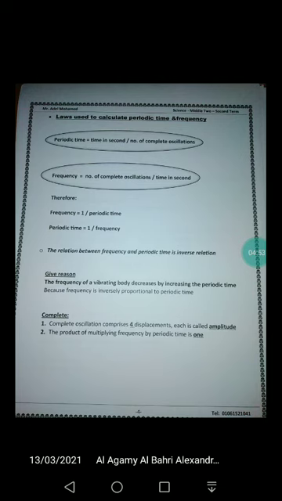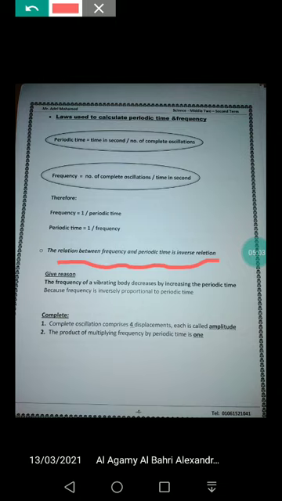So here we conclude that the relation between frequency and the periodic time is what? The relation between frequency and the periodic time is inverse relation. We can calculate frequency by dividing 1 over periodic time. And the opposite also, we can calculate the periodic time by dividing 1 over frequency.